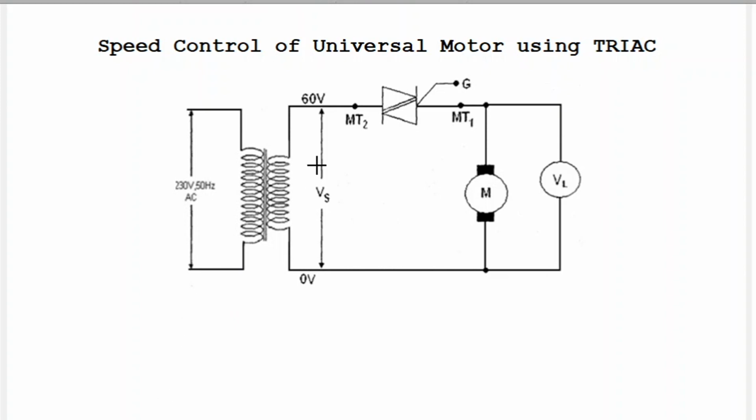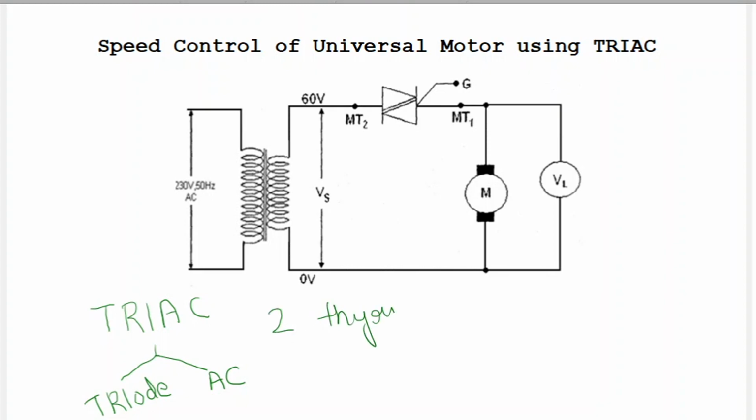Now we will study what is triac. Triac comes from two words, triode and AC. This is a tri-electrode AC semiconductor switch, which is triac. It is equivalent to two thyristors or two SCRs connected in anti-parallel.